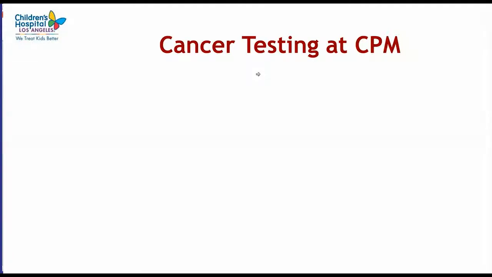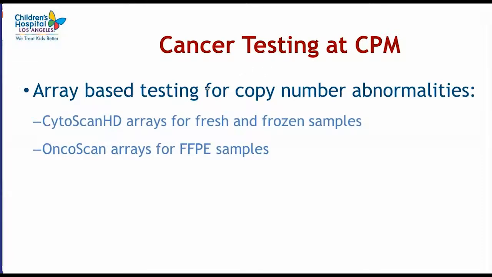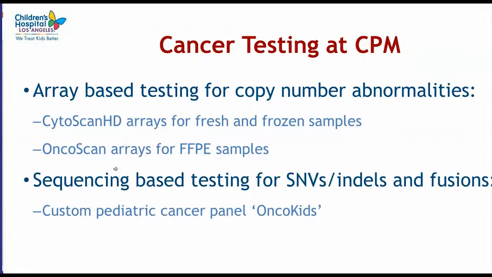variants and for fusions. So the way we do that is that for copy number abnormalities, we do whole genome arrays using different platforms depending on the sample type. And then we also have our custom NGS panel for sequence variants and for abnormal gene fusions. So this panel was custom designed to have content that is adjusted to pediatric cancers. We developed this in collaboration with Thermo Fisher. And so we call it OncoKits, but it's also offered through Thermo Fisher as pediatric Oncomine.